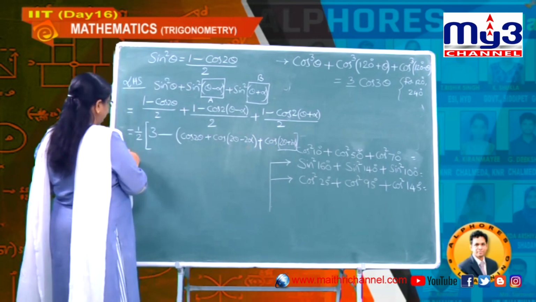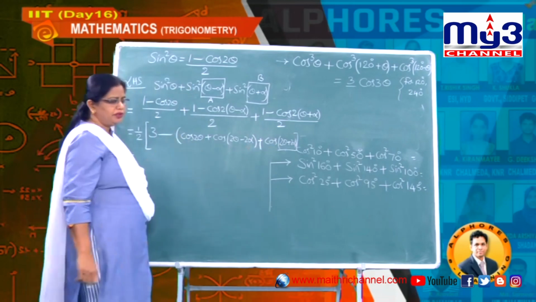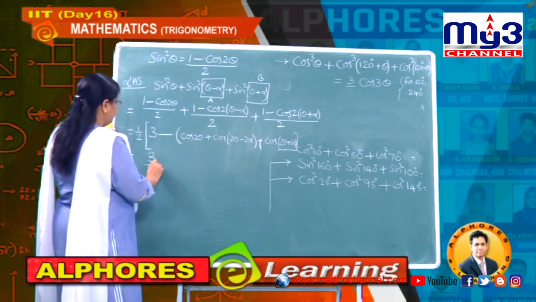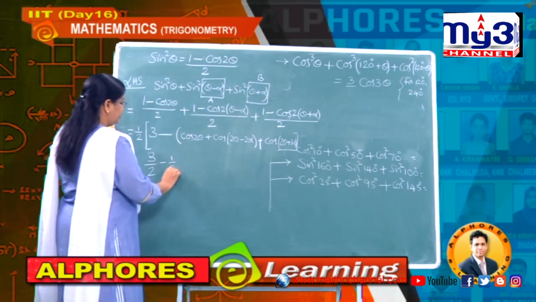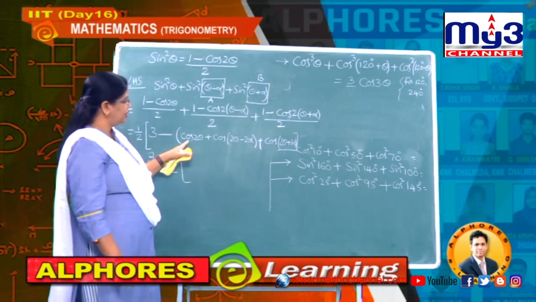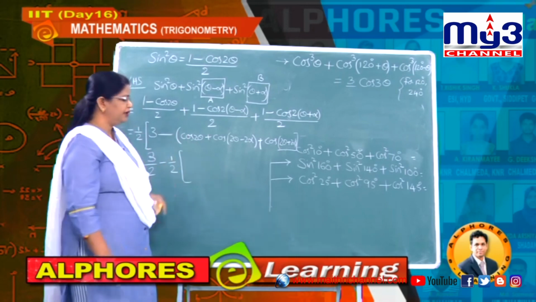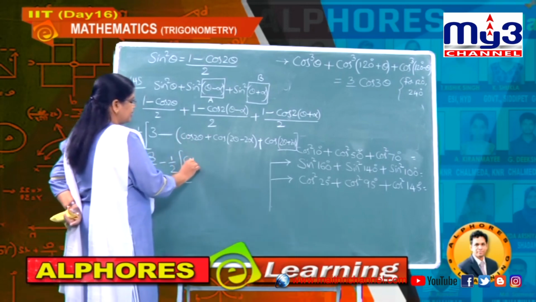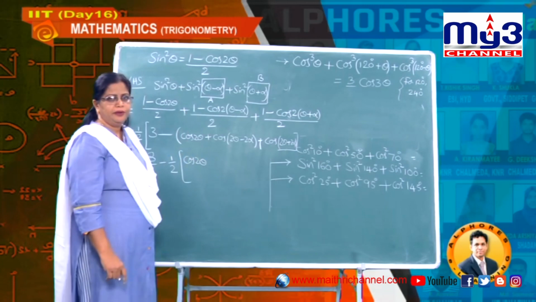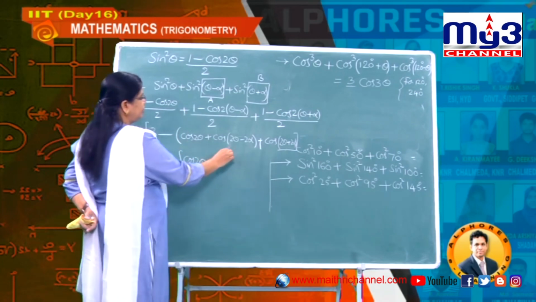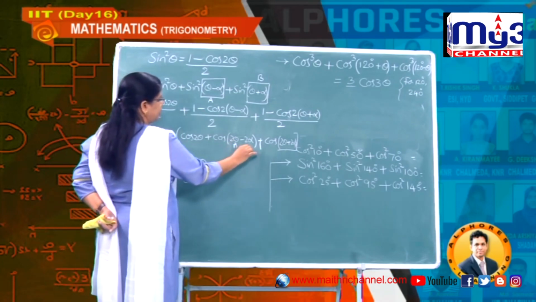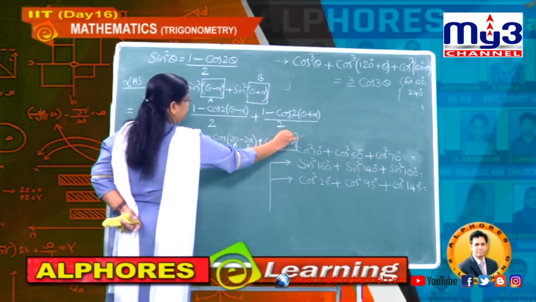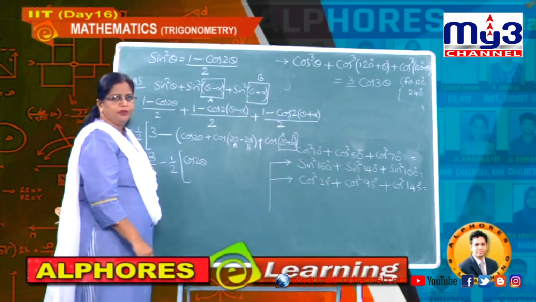Okay. Now, this 1 by 2 I am distributing inside. So, 3 by 2 minus 1 by 2 times, okay. This cos 2 theta I am not going to write in any way, so just let us put it as cos 2 theta. And now students observe clearly, this is A minus B, then this would be here how much? A plus B, okay.